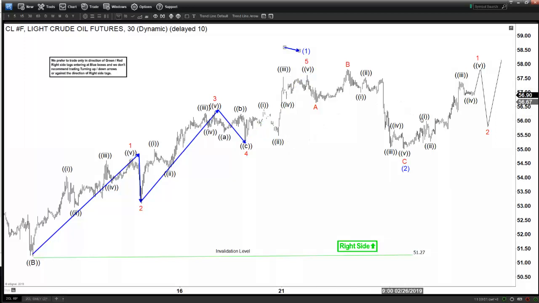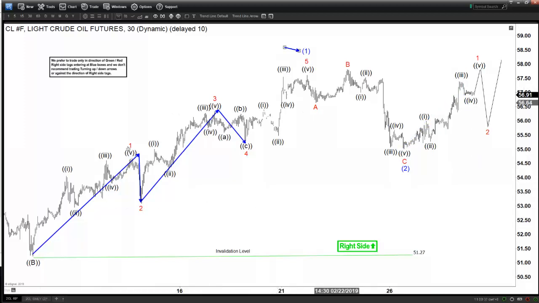Now until oil is able to do that, technically speaking, we cannot rule out the possibility of a double correction like this, right? We cannot rule out the possibility of a double correction until we see oil breaking above this previous peak. All right, so let's look at a different angle to see which one looks to be more likely.